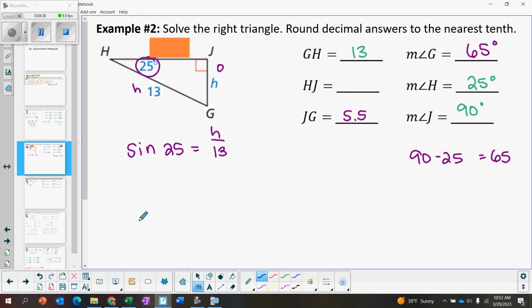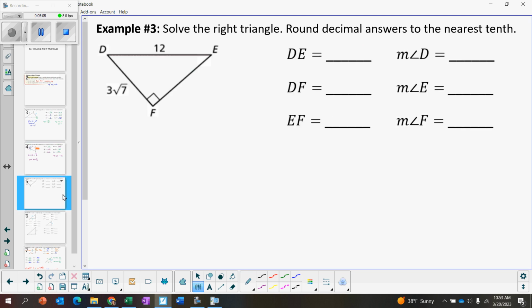So now I'm going to pretend that the other variable can exist. Now we have A and H. And using A and H, cosine of 25 equals HJ over 13. So we're going to find 13 times cosine of 25, and I get 11. And that's it. I'm once again done with this problem.